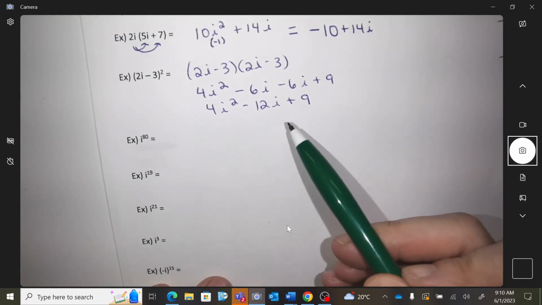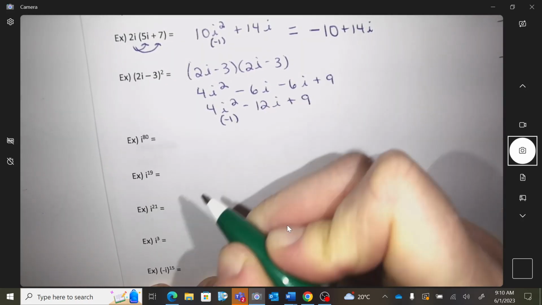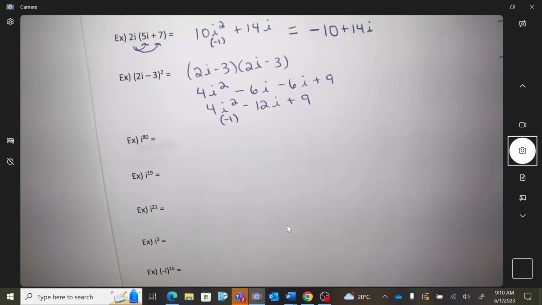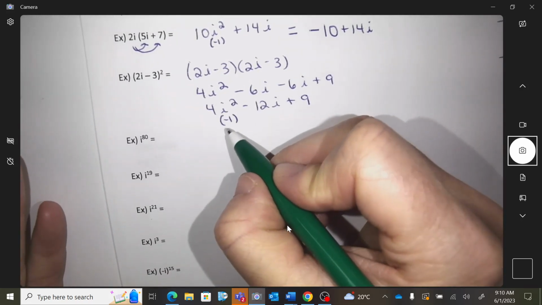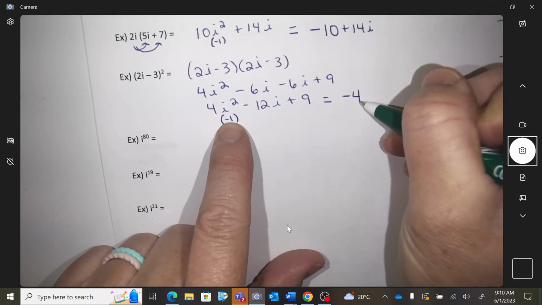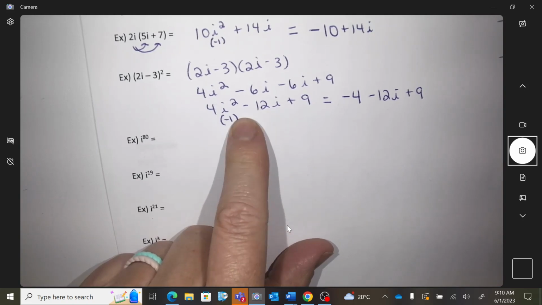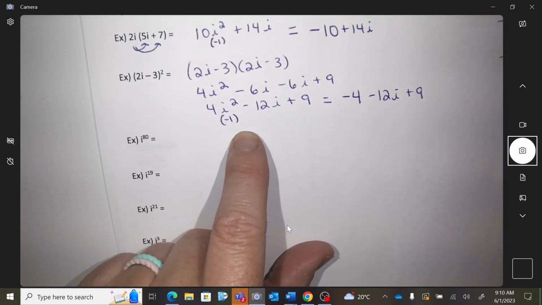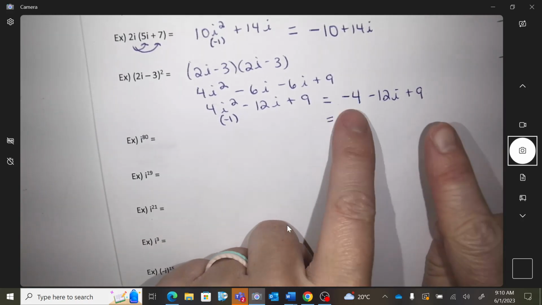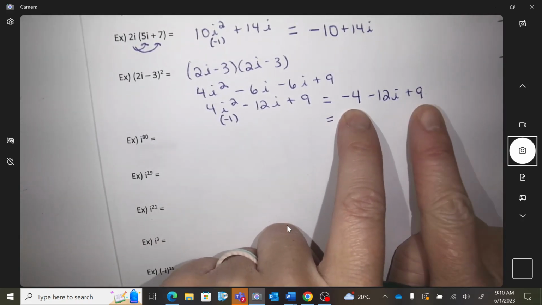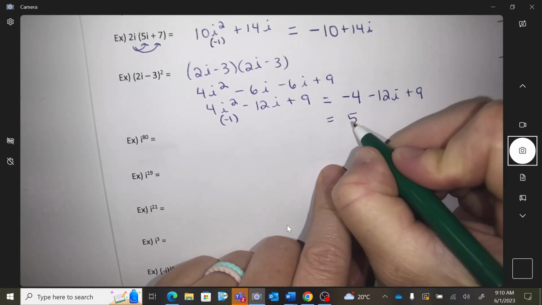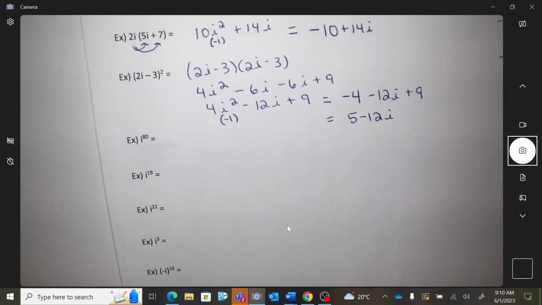Okay, now i squared is -1. So this is really a -4 now, minus 12i plus 9. Then after I do that, I can put the number values together. I can put a -4 and a 9 together. So 5 minus 12i. And that's, again, as far as you can go. You can't go any more with an i.